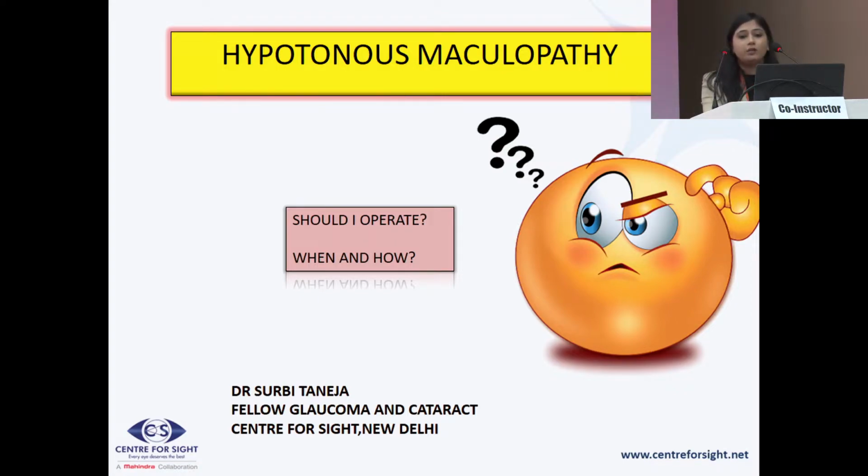Today, I'll be talking about hypotony maculopathy. And as glaucoma surgeons, I'm pretty sure we must have come across hypotony more than once. Hypotony can actually lead to a very dreadful complication called maculopathy, which usually puts the surgeon in a dilemma as to when and how to treat it. So let's take the discussion a little forward.